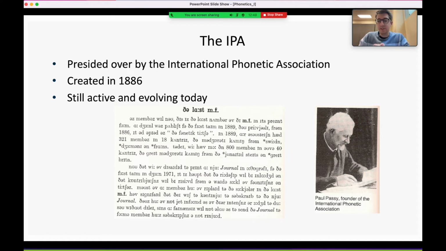This is Paul Passy, one of the founders of the International Phonetic Association, and for fun, I'll just read the first sentence. As members will know, this is the last number of the Maître Phonétique in its present form. Our journal was published for the first time in 1889, though previously, from 1886, it had appeared as The Phonetic Teacher, and so on and so forth. You can pick out the accent, right, which is the British variety here.